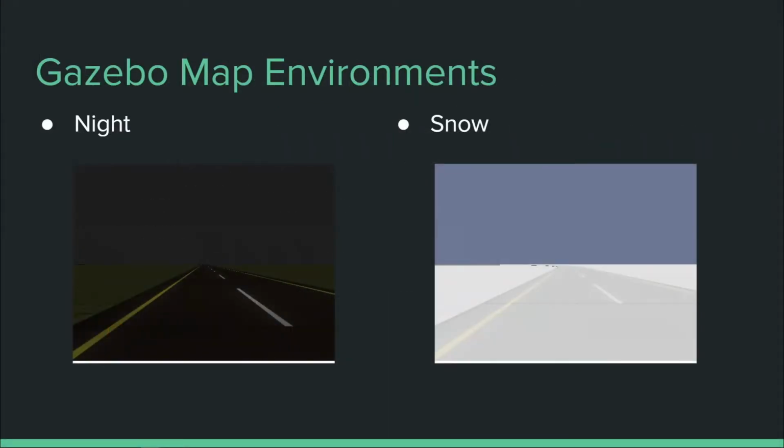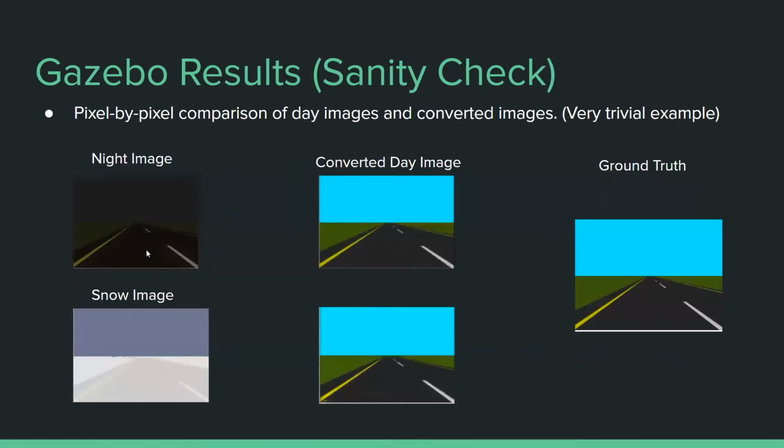As a proof of concept, we decided to first implement various map environments in Gazebo. This was to not only do a sanity check on our claim, but also to make sure that our CycleGAN could successfully handle very trivial scenarios. So here we have a night scenario and a snow drive scenario that we made in Gazebo. Once we input it through our CycleGAN, we can see that the converted day images for both the night and snow images look very visually similar to the ground truth, indicating that the CycleGAN can handle these very trivial examples and giving us the green flag to move on with more complicated examples.